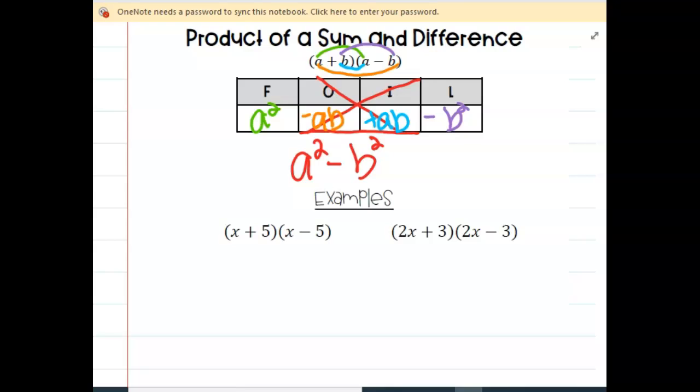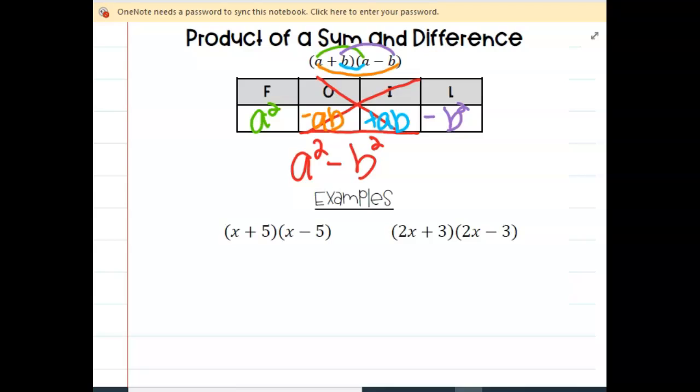This pattern, if you recognize it, is so incredibly easy to multiply because you only have to do half the work. If you recognize you have the same exact thing in both sets of parentheses, but you're adding in one, subtracting the other, I guarantee you, I promise you, every single time the O and the I are going to cancel out. Because think about it.